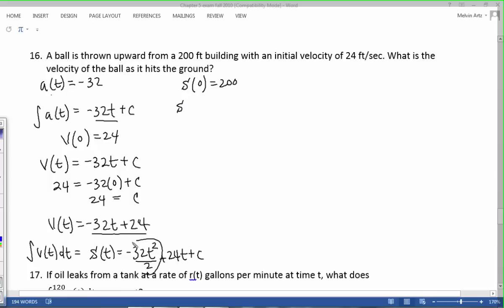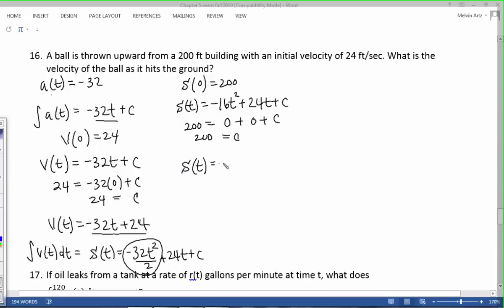So here I'm just going to simplify this. This would be negative 16t squared plus 24t plus c. Now using our initial condition, we would have 200 equals, this goes to 0, this goes to 0, so c equals 200. So we have our position function. S of t equals negative 16t squared plus 24t plus 200.